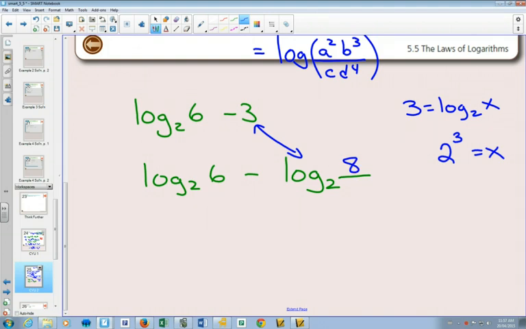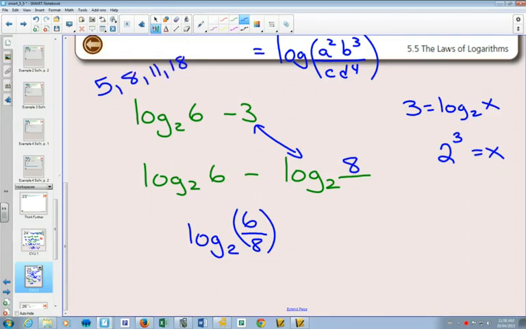So I change the 3, which is a nice number, into log base 2 of 8, which is not looking nice at all, but helps me in this question. And now, because I'm subtracting, and the bases are the same, I can combine this as log base 2 of 6 over 8, which you could reduce if you wanted, but you wouldn't have to. Questions you can do for this one are 5, 8, 11, and 18.